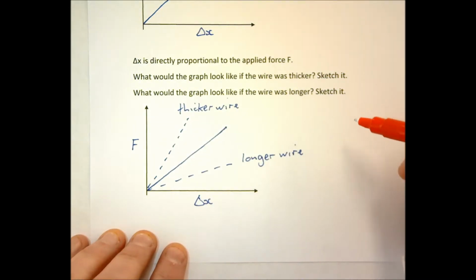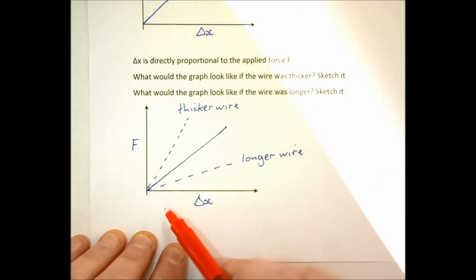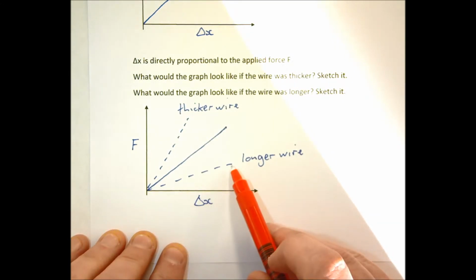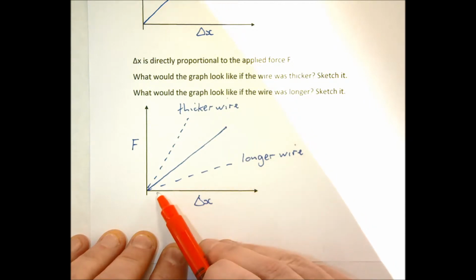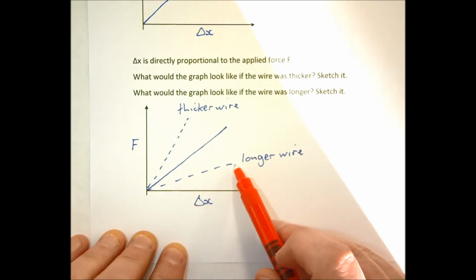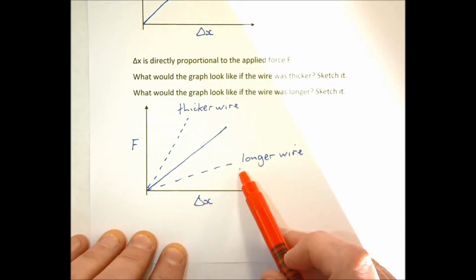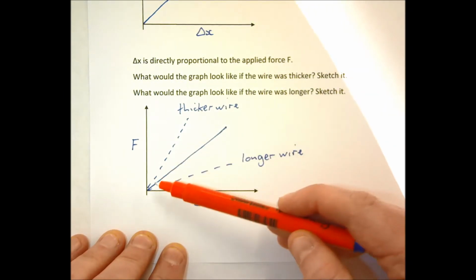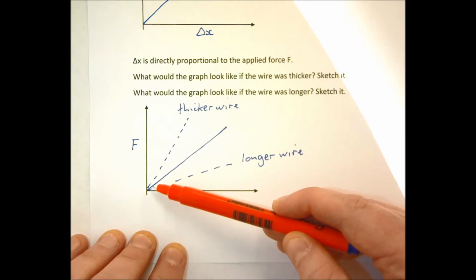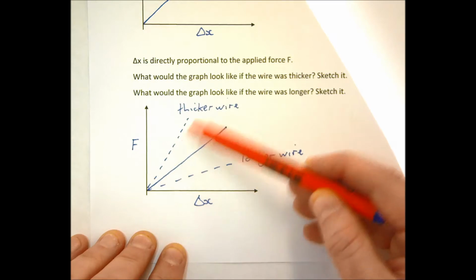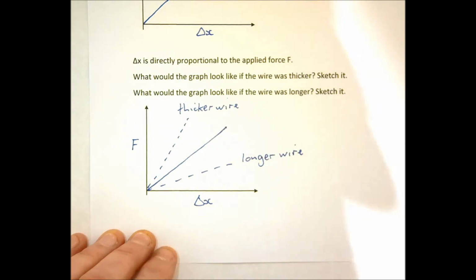Okay, so hopefully you've realised that if you have a longer wire, just like adding springs together in series, it's going to stretch more easily for a given force. So we'll have a line that's along like this, and for a thicker wire it's going to be harder to stretch. So for a given force there's going to be less stretch, so it's a steeper line like that.